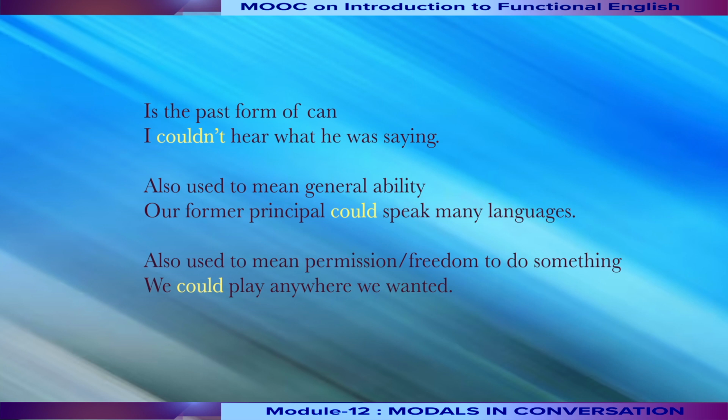But compare the two sentences. Our principal could speak many languages. Our former principal was capable of speaking many languages. If you look at the two sentences, which one will you choose? Which one will you prefer? Which one will you say is an example of better English, appropriate English? Exactly, sentence 1. Could can also be used to mean permission, okay, or a freedom to do something, right?